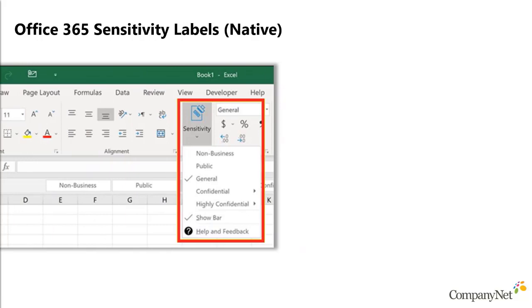So this is for your files and your emails. If we step through here, they're used to classify Office documents and emails. For example, you could have a sensitivity label that is official business. So it's your default label, applied by default to all documents that are created or modified within your organization.